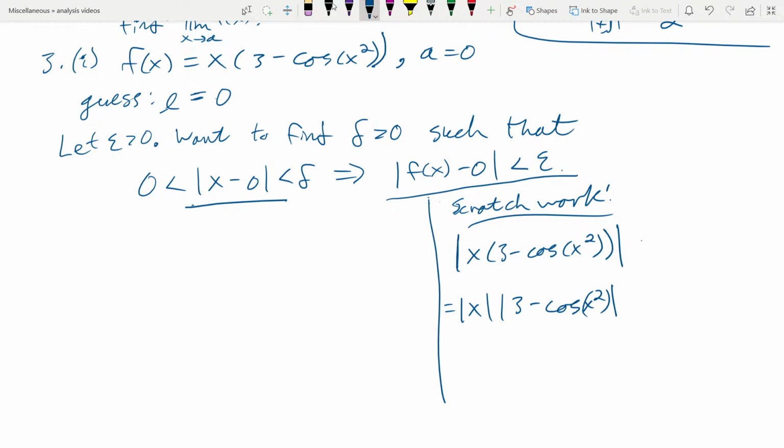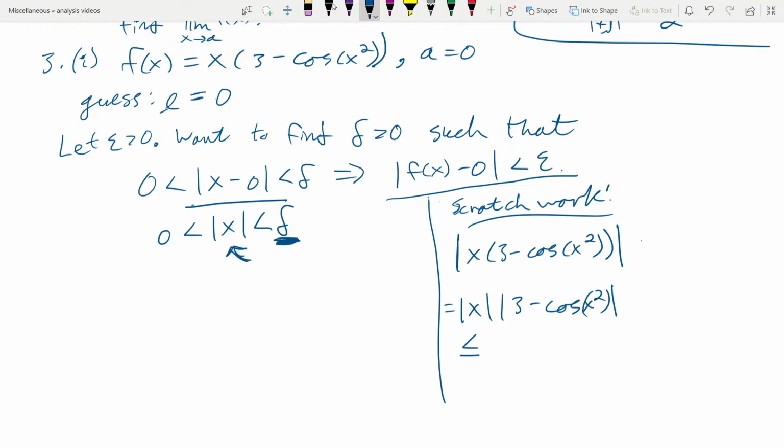So absolute value of x times absolute value of 3 minus cosine of x squared. And now I would like to bound it above by something simpler. In particular, something in terms of absolute value of x, which is the thing we are able to control via delta. That's the idea here.